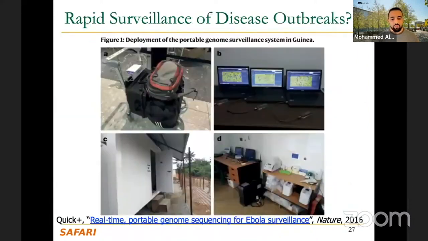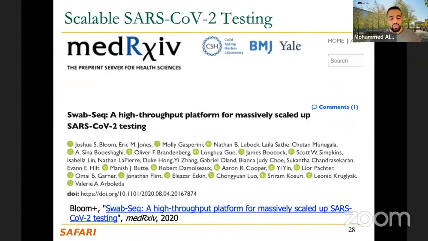These are the portable devices that we had during Ebola time. You can see the sequencer attached through a USB cable to the laptop, where you do the sequencing and the analysis together in one machine. This is very easy to distribute to remote areas where we don't have access to resources. Also, during COVID-19, we have this work that showed that you can use large, high-throughput sequencing devices to do massive scale-up analysis for COVID-19.